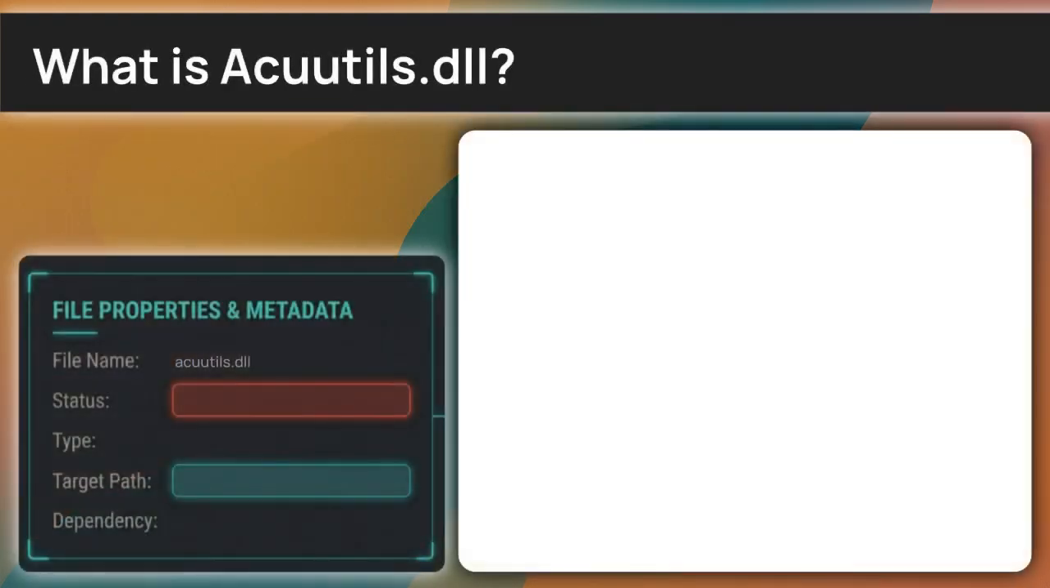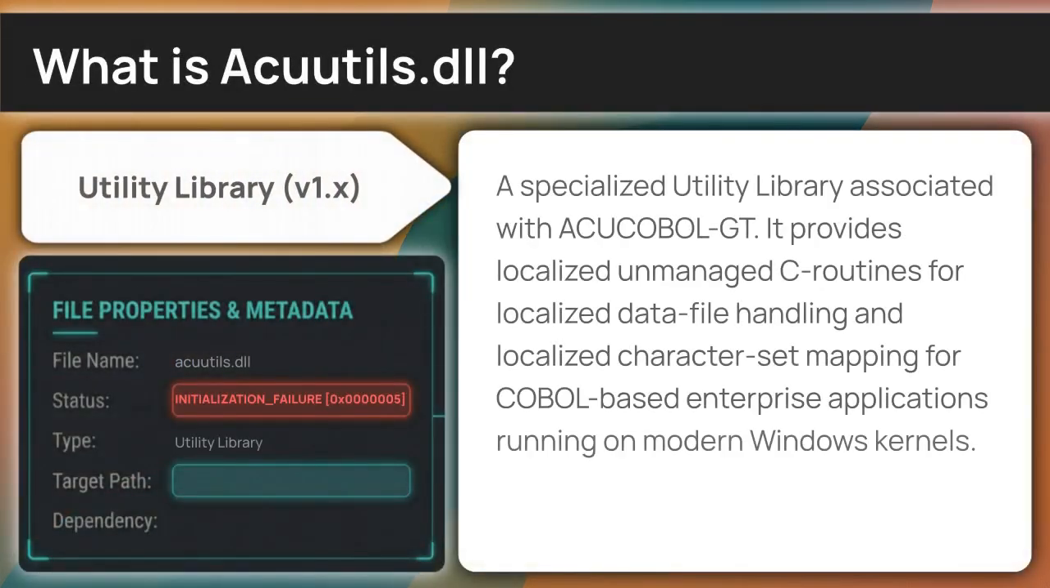This is the ACUUtils library, a specialized utility library associated with ACUCOBOL-GT. It provides localized unmanaged C routines for localized data file handling and localized character set mapping for COBOL-based enterprise applications running on modern Windows kernels.